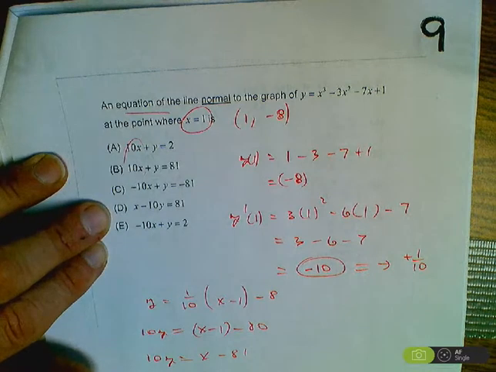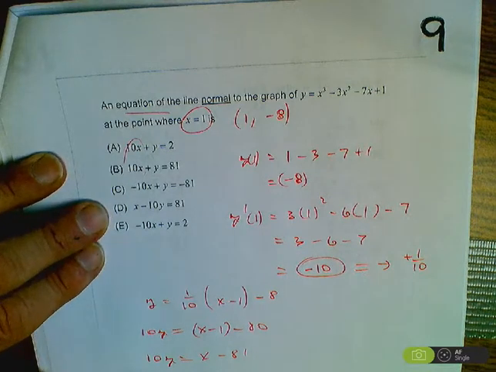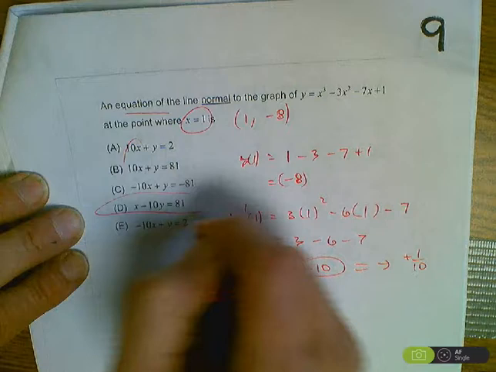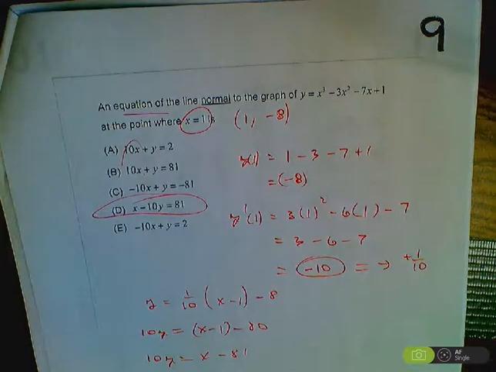No, I don't. But I do have an answer. If I multiply everything by negative 1, I have x minus 10y is equal to a positive 81. I got that answer. So I'm going to select answer D. Okay, that took us about 2.5 minutes.